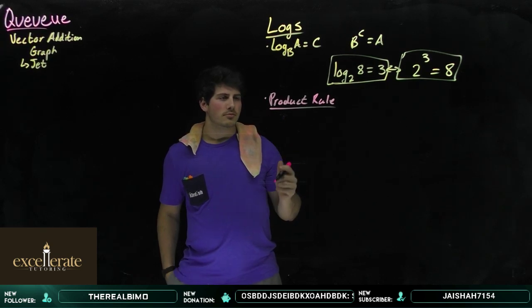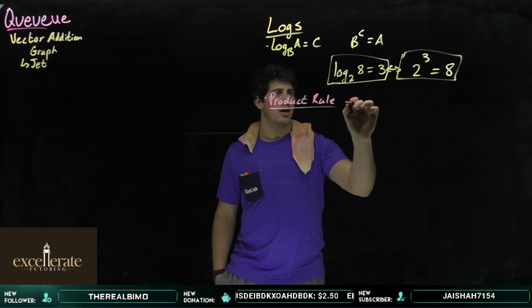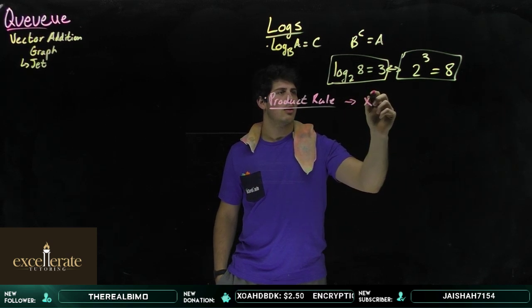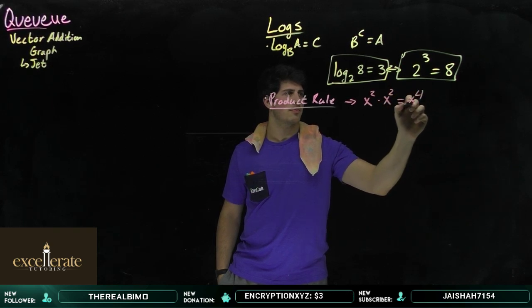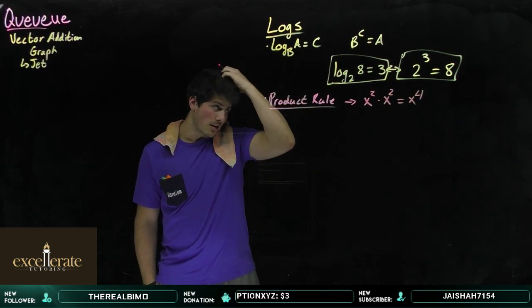So the product rule. For an exponent, that's going to look like x squared times x squared, right? We get x to the fourth. What's it look like here?